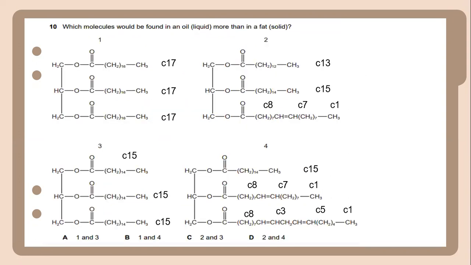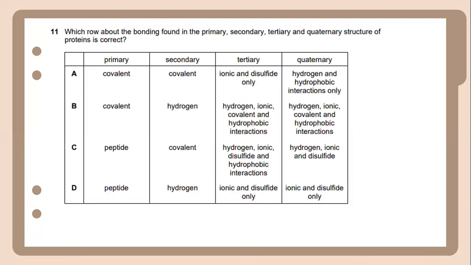Which molecule would be found in an oil liquid more than in a fats liquid? If you look at the original structure, lipids consist of oil and fat, but the oil actually consists of double bonds, and fat is only single bonds. From diagrams 1, 2, 3, and 4, which molecule diagram represents double bonds? Only 2 and 4. 2 and 4 are actually oils. The answer will be 2 and 4.